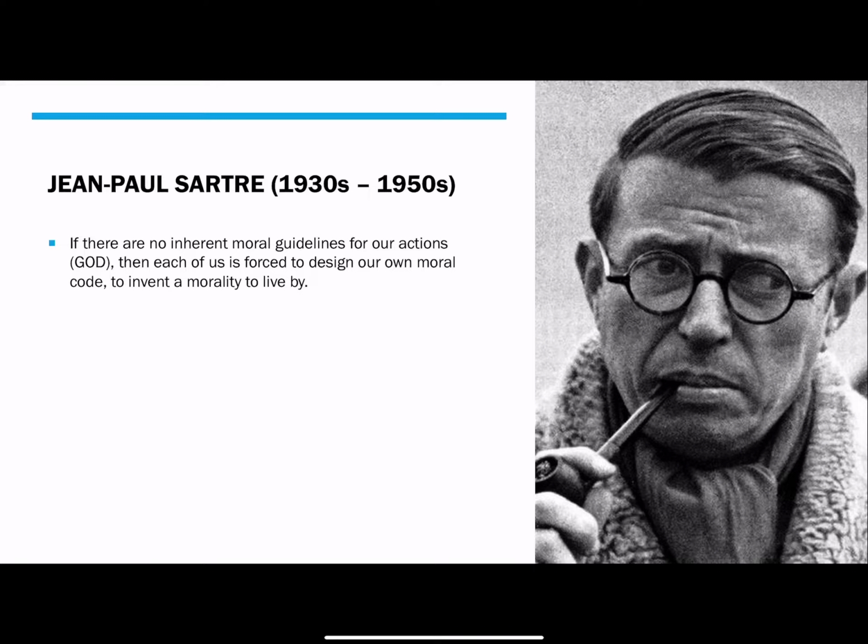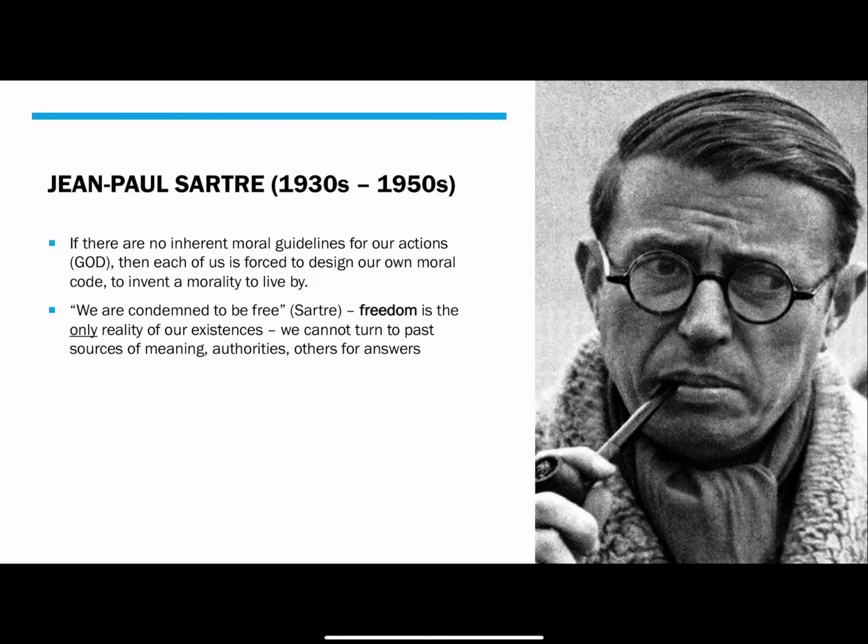All right, so let's make sure we understand that. He's saying, okay, we're born into a world. We don't have any clarity over our essence. We don't have any clarity over meaning. So it's up to us to design a moral code. The famous line from Sartre is, we are condemned to be free. That's probably his most famous quote. And why are we condemned? Well, he says, freedom is the only reality of our existences.